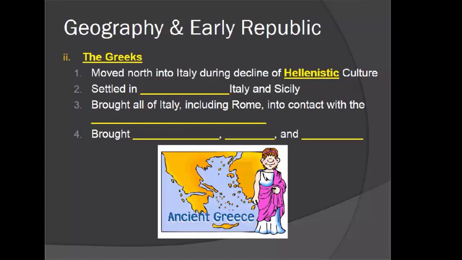The next group of people were the Greeks. Shortly after the Hellenistic culture, they moved north into Italy during the decline of the Hellenistic culture. They also settled in southern Italy and Sicily. They brought all of Italy, including Rome, into contact with Greek civilization. This included bringing them architecture, democracy, and philosophy.